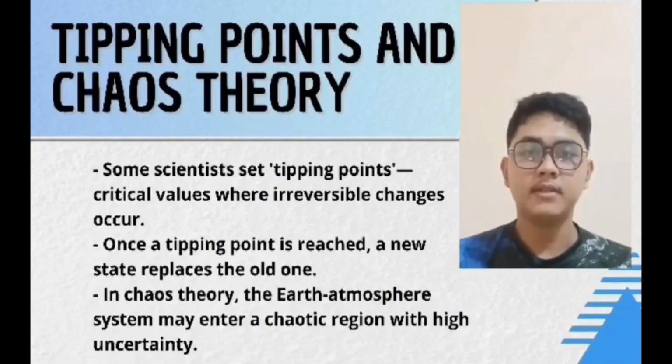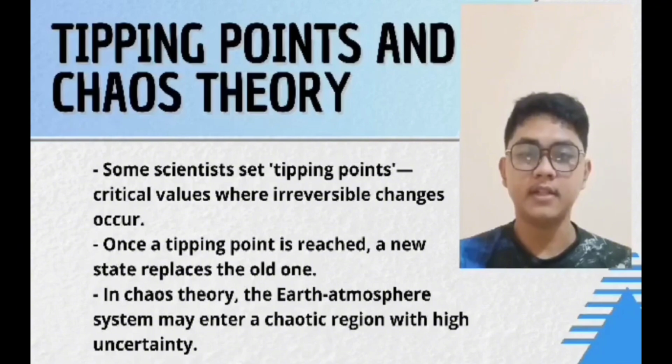Once a tipping point is reached, a new state replaces the old one. The Earth's climate or ecological systems may permanently change. For example, if global temperatures increase beyond a certain threshold, ice sheets might melt, leading to higher sea levels. Conditions after this change could be very different from the ones that existed before.